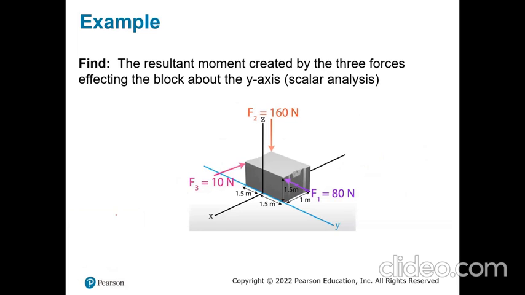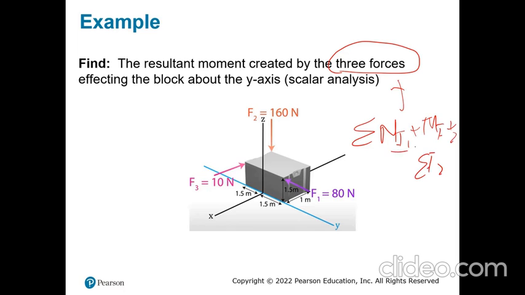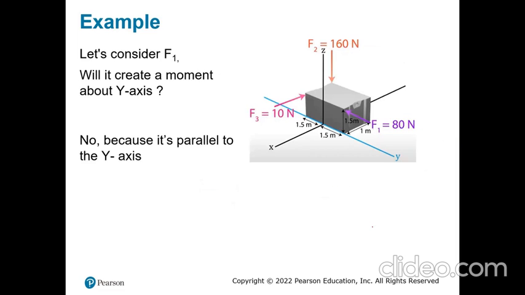So they asked to find the resultant moment created by these three forces. We're going to get the resultant moment about the y-axis. We know that to get the resultant moment, we need the addition of the moments by all the forces. That's going to be the same thing. The only difference is that we're going to find it about an axis. Here it's the y-axis. Okay, so let's consider F1. Will F1 create a moment about the y-axis?